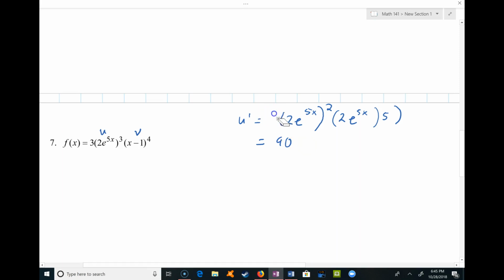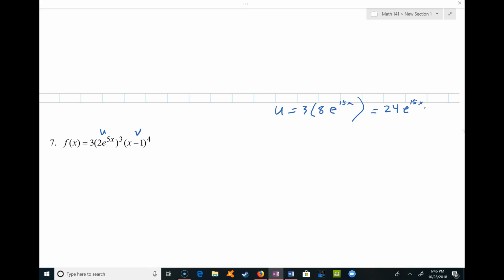You know what, I think I'm going to do this differently. Because I'm going to do it in the end anyway, I would define my u to be, and apply that 3 to both powers, so that would be 3 times 8, because 2 cubed is 8, times e to the 15x. And of course that's going to be 24 times e to the 15x. So I think that's what I would do first, just to clean up that u. So then when I take u prime, I would get 24 e to the 15x times 15, which would be 240, 120, that'd be 360, yeah. So that would be 360 e to the 15x.